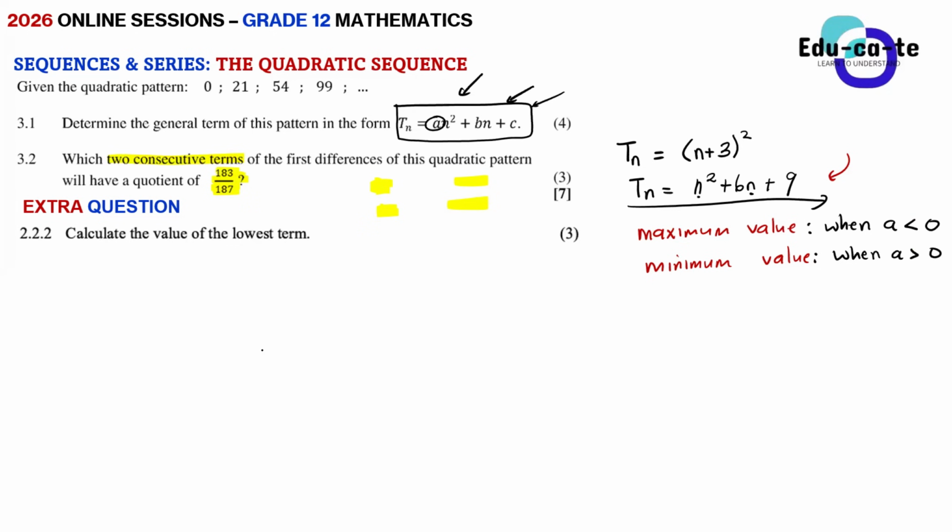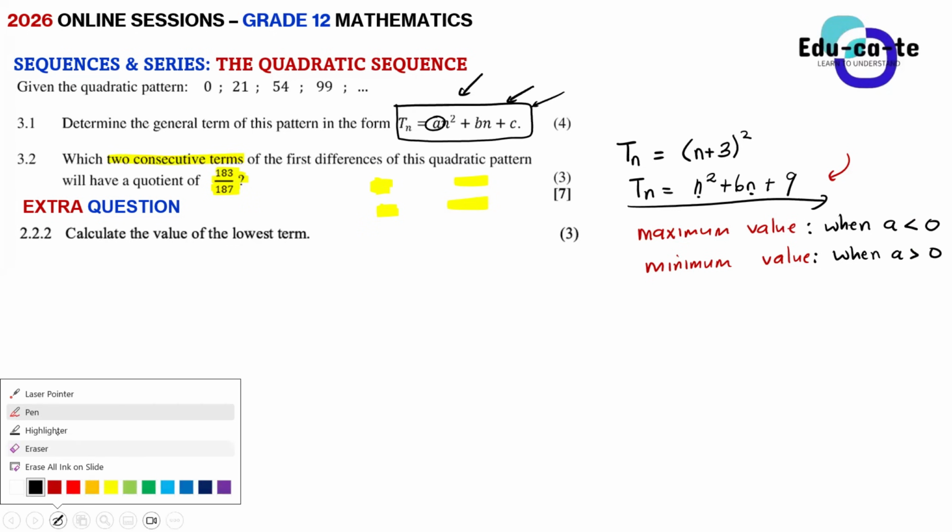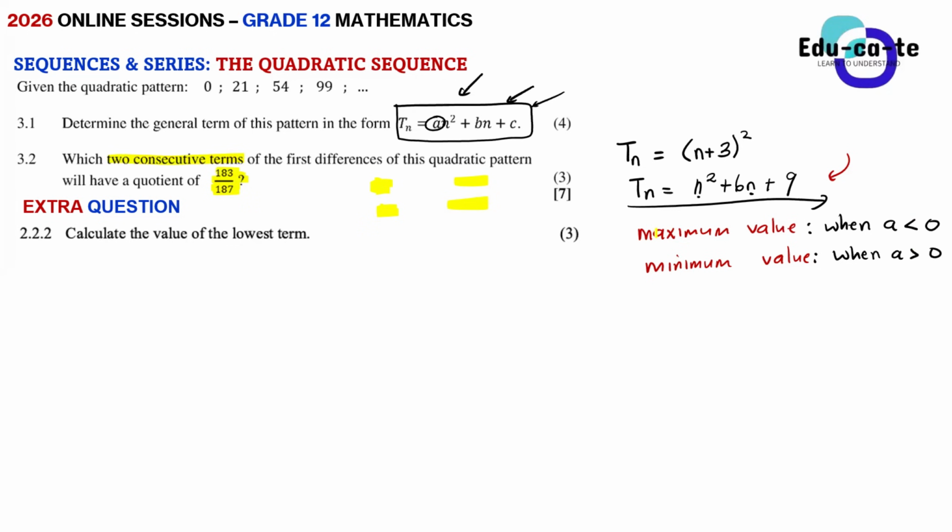Okay, so I'm saying that you can either have a maximum value or a minimum value in a quadratic number pattern. You get a maximum value when a is less than 0, meaning that the value of a is a negative number. But if your value of a is a positive number, you are going to get a minimum value.